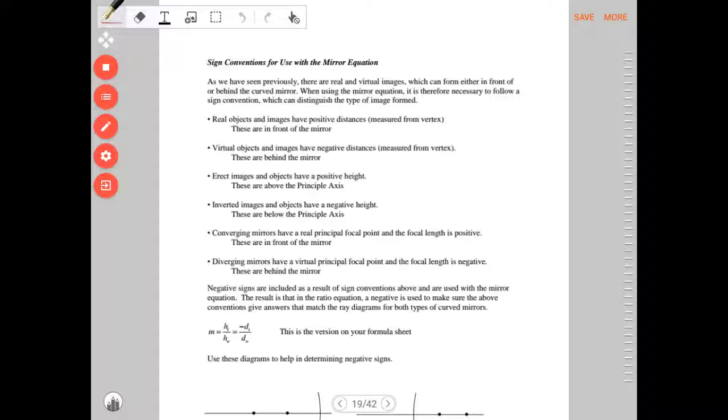Negative signs are included as a result of the sign conventions above and are used with the mirror equation. The negative in the ratio equation is used to make sure the above conventions give answers that match the ray diagrams. So magnification is HI over HO, which equals negative DI over DO. This is the version that's on your formula sheet. So they add that negative in to make sure everything works.